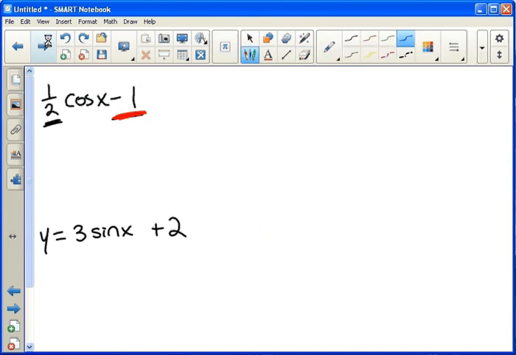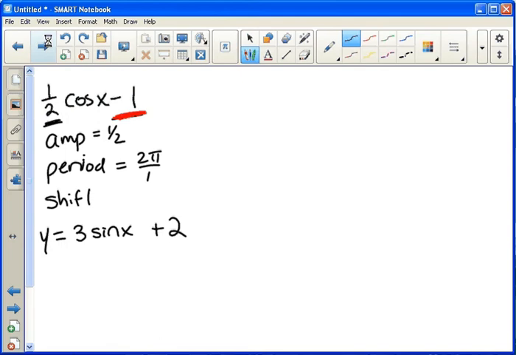So the amplitude here is 1/2. The period is 2 pi, because it's 2 pi over 1. And the shift is down 1. Okay, I want you to notice something here. Parentheses matter. If this problem had had parentheses around here, then that would have been a horizontal shift. When you're inside the parentheses, it's a horizontal shift. When you're outside the parentheses, it's a vertical shift. So since there are no parentheses there, that minus 1 is a vertical shift. It shifts it down 1.